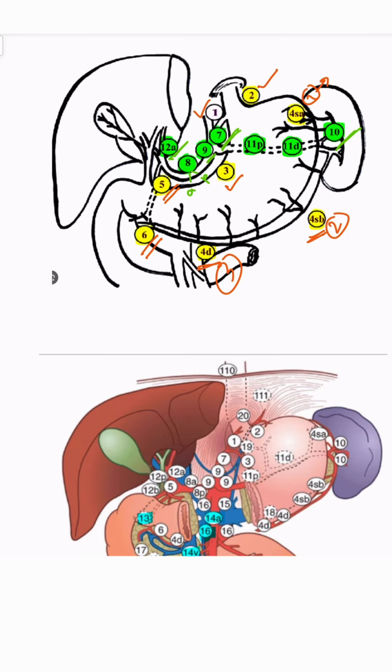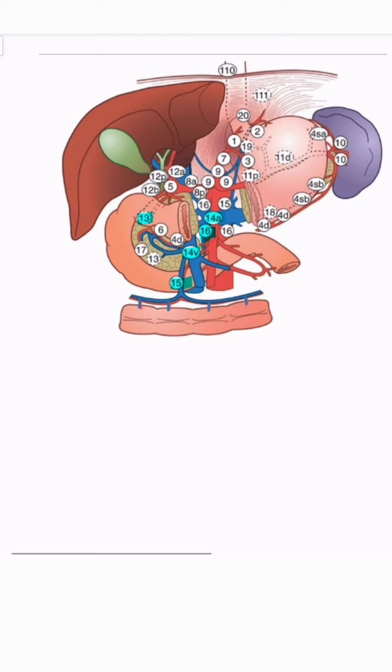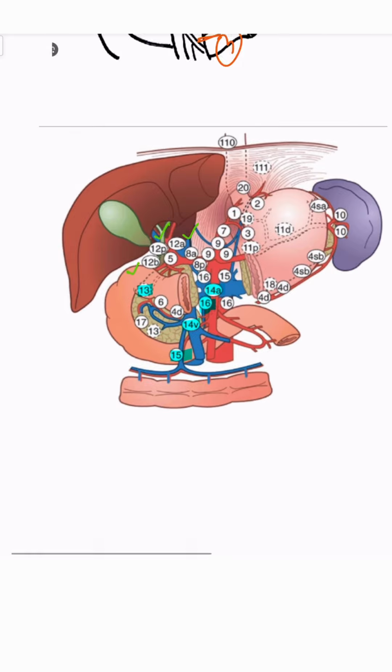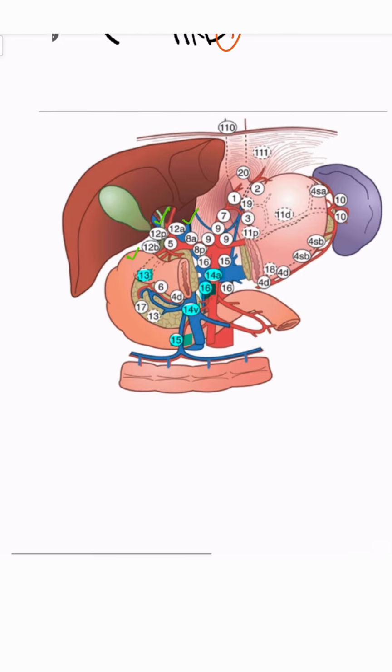This 12th one is along the hepatoduodenal ligament. The 12th one can be divided into three parts: 12A, 12P, and 12B. The 12A hepatoduodenal ligament lymph node is along the proper hepatic artery, A for artery. Then 12B hepatoduodenal ligament lymph node is along the bile duct, B for bile duct, and P for portal vein. So the 12th one is along the hepatoduodenal ligament, A is for the artery, P is for the portal vein, and B is for the bile duct.